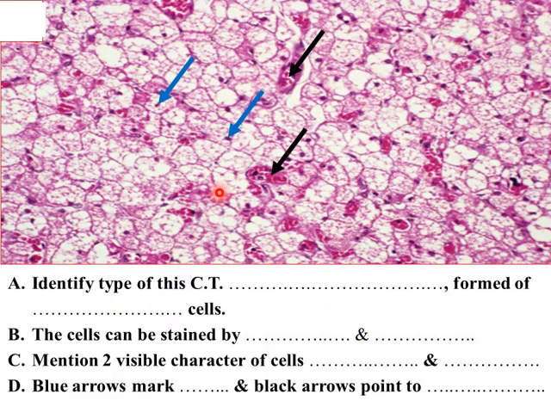This is brown adipose connective tissue formed by multilocular fat cells. It's stained with hematoxylin and eosin as well as Sudan III. The cells are small and filled with many lipid droplets. The blue arrow is the nucleus and the black arrow is a blood vessel.